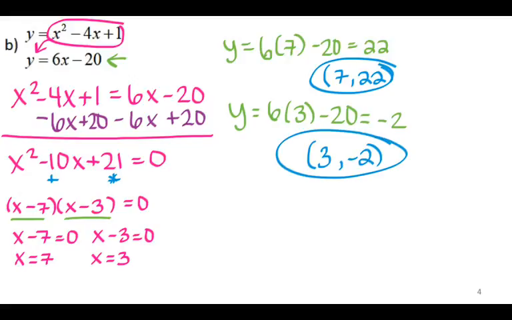So these should have two answers, usually, as long as you end up with two x's when you factor. So make sure you find both an x and a y for your ordered pairs.